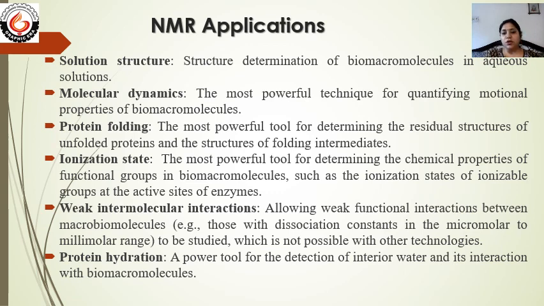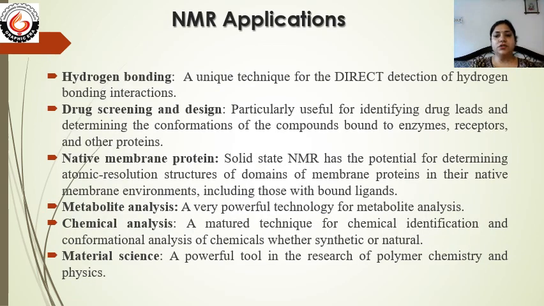Weak intermolecular interactions can be easily checked by using NMR spectroscopy, by allowing weak functional interaction between the macromolecules. Protein hydration, again we can easily check the protein hydration by applying NMR spectroscopy. Next is hydrogen bonding. We can easily differentiate between intermolecular and intramolecular hydrogen bonding, as we have already discussed earlier.